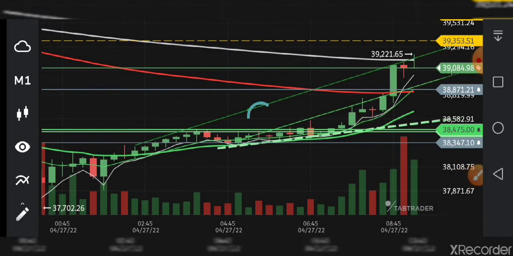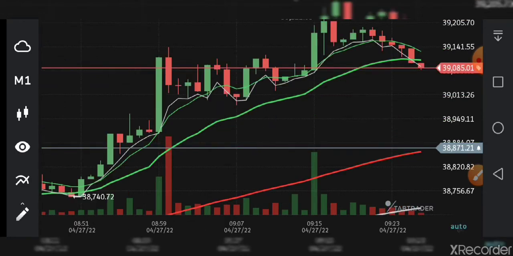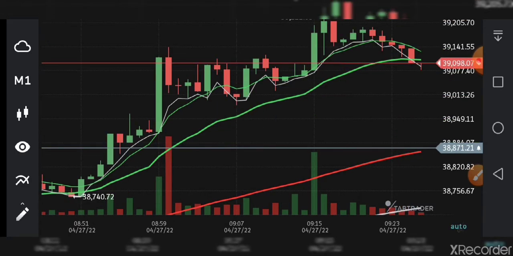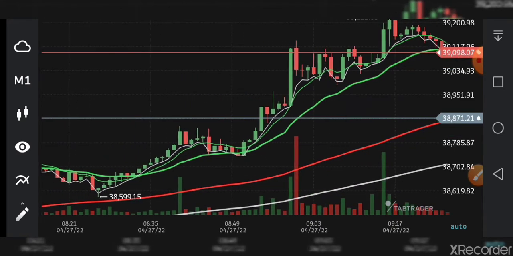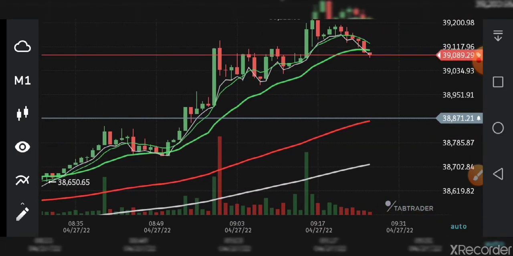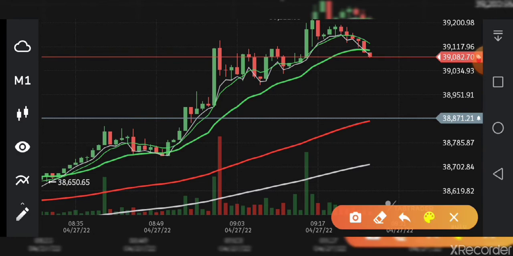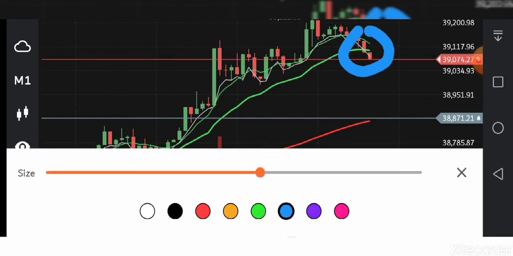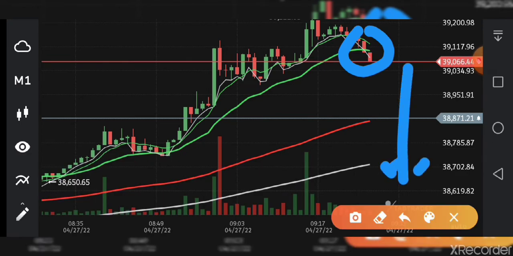Now this is the 1 minute chart here. The 1 minute chart is very, very important. This is where we enter and this is where we close the trade. Right here, now I'm going to close my trade here because I've seen that this thing is going to dump. It's going to come back to here, then where we can re-enter.